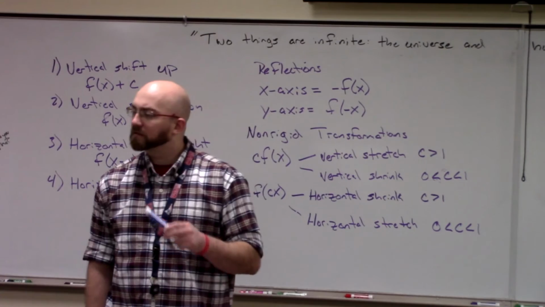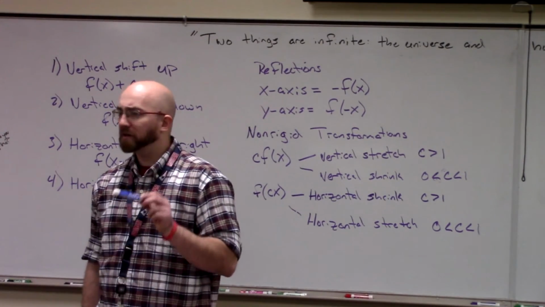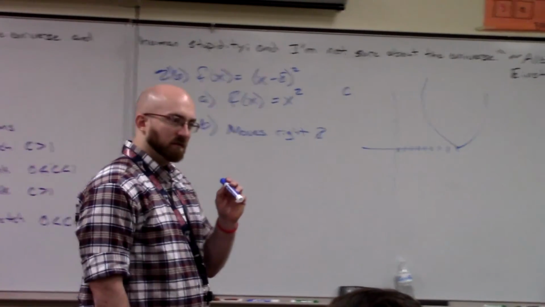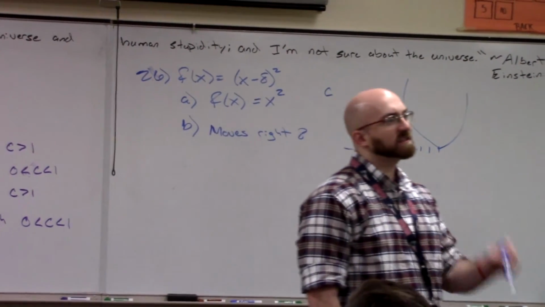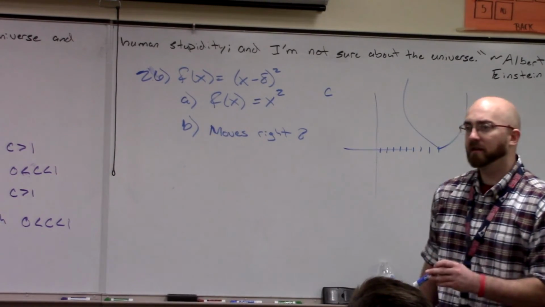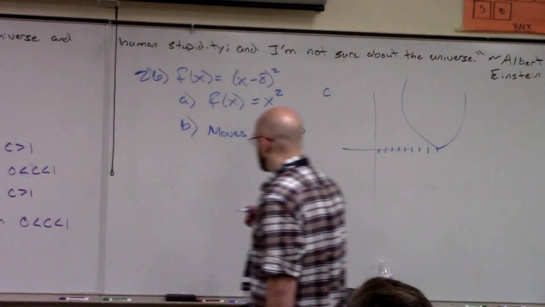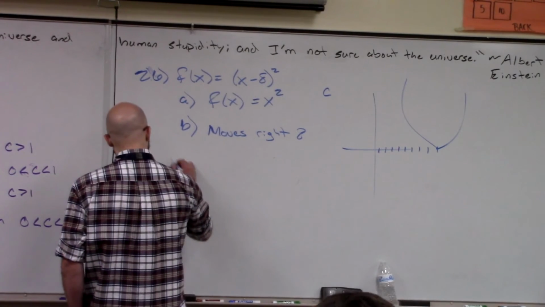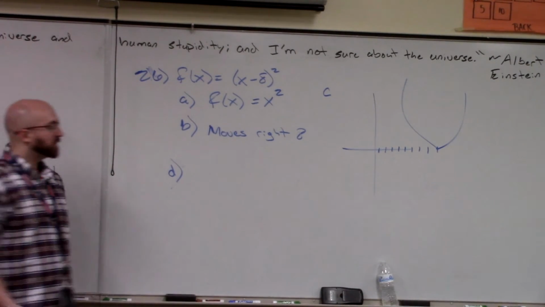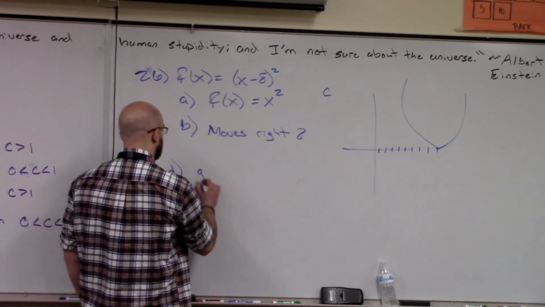Okay, D. What does part D say? Use the function notation of G to turn to F. We need function notation. This is where students struggle. This is the hardest part of it. Okay? We're going to rewrite it into function notation. So that means we're going to write g of x.